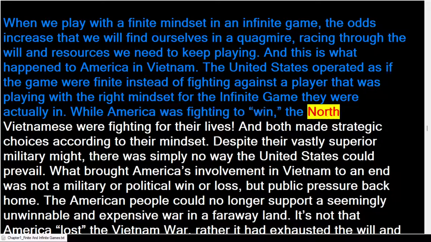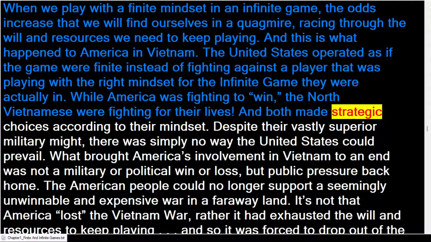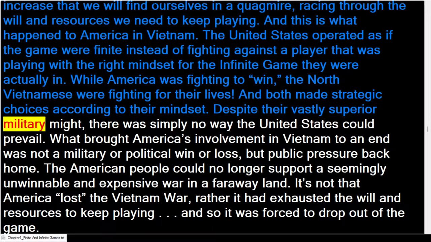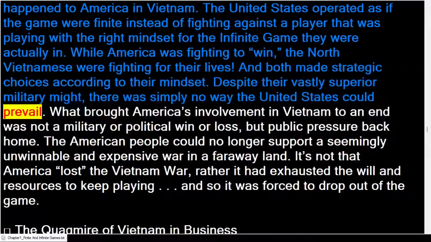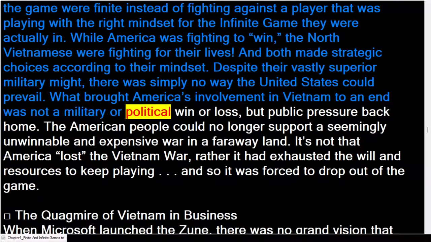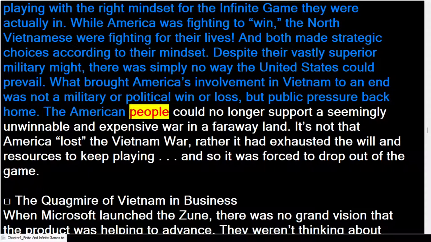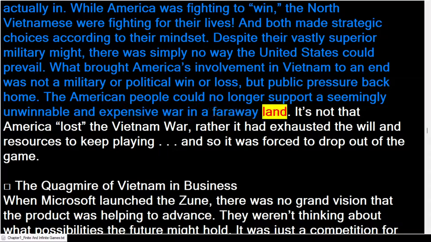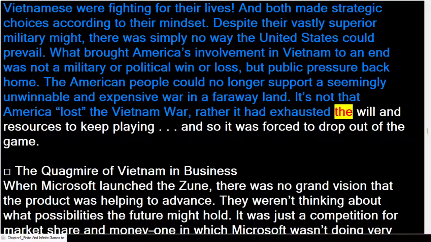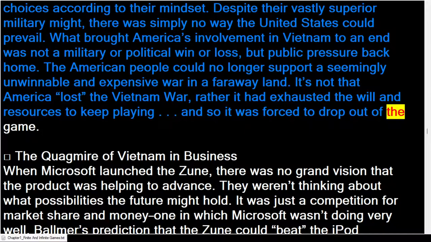And both made strategic choices according to their mindset. Despite their vastly superior military might, there was simply no way the United States could prevail. What brought America's involvement in Vietnam to an end was not a military or political win or loss, but public pressure back home. The American people could no longer support a seemingly unwinnable and expensive war in a faraway land. It's not that America lost the Vietnam War, rather it had exhausted the will and resources to keep playing. And so it was forced to drop out of the game.